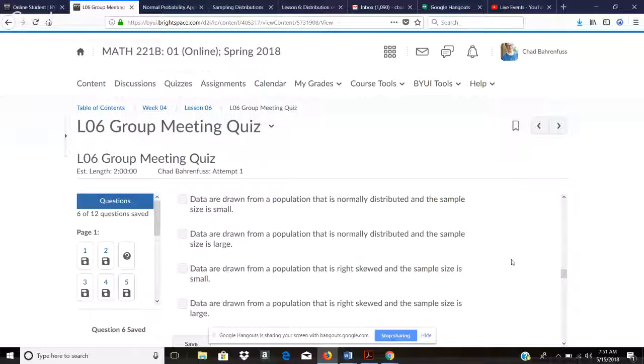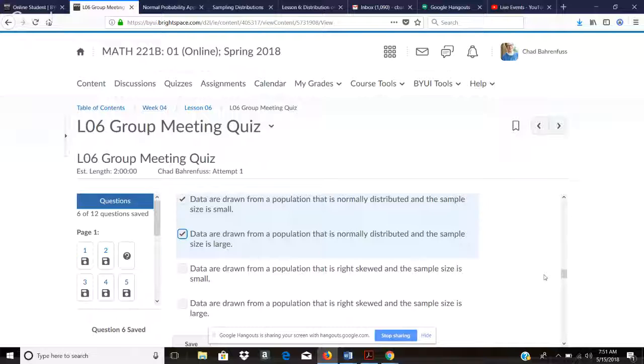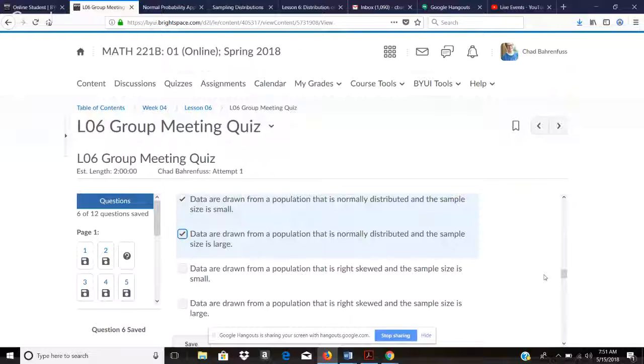I guess to me it wouldn't matter, small and large, right? So the first two, the population is normal, it doesn't matter if the sample size is small or large. Right, it will be normal. So those two are true.